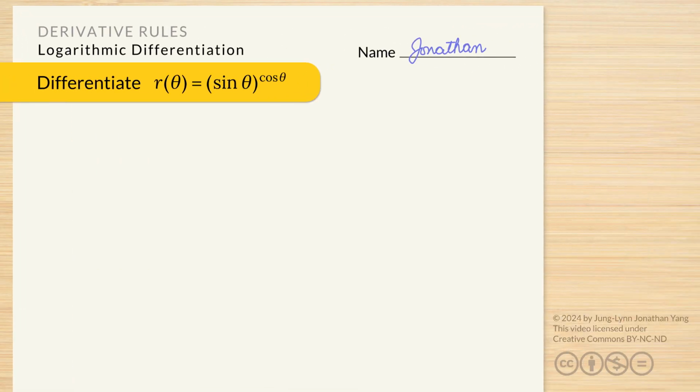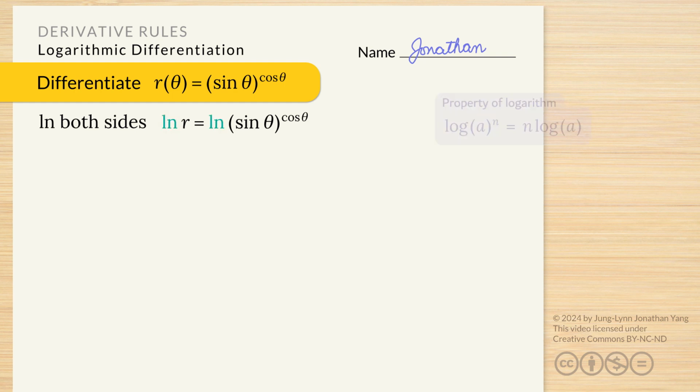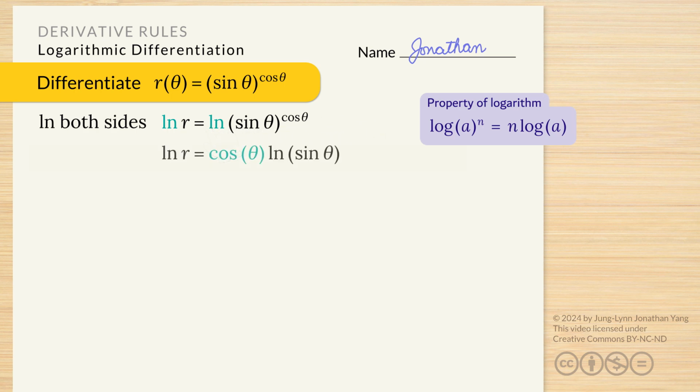Differentiate the function r of theta equals sine theta raised to the power of cosine theta. When we have the variable theta in both the base as well as the exponent, it becomes tough to differentiate. Let's simplify this equation by taking the logarithm of both sides. By the properties of logarithms, we can bring that power down as a multiplicative factor.